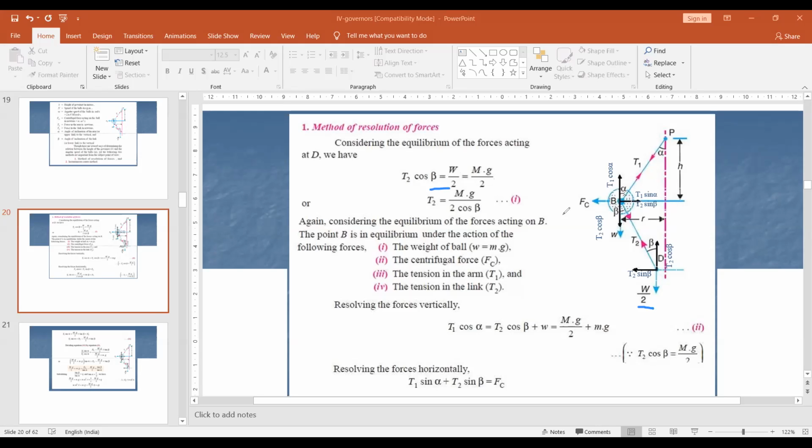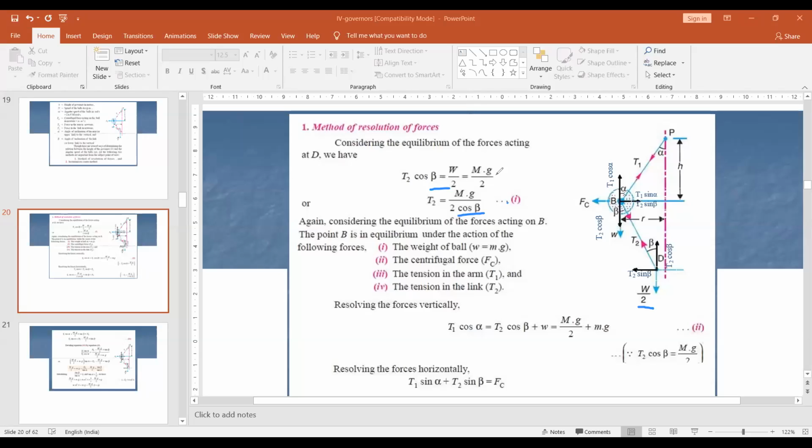Because the central load W by 2 acts downward, but T2 cos beta acts upward. Replacing W with the capital M g, we get T2 cos beta equals Mg by 2, so T2 equals Mg by 2 cos beta. Let us take this as equation number 1.